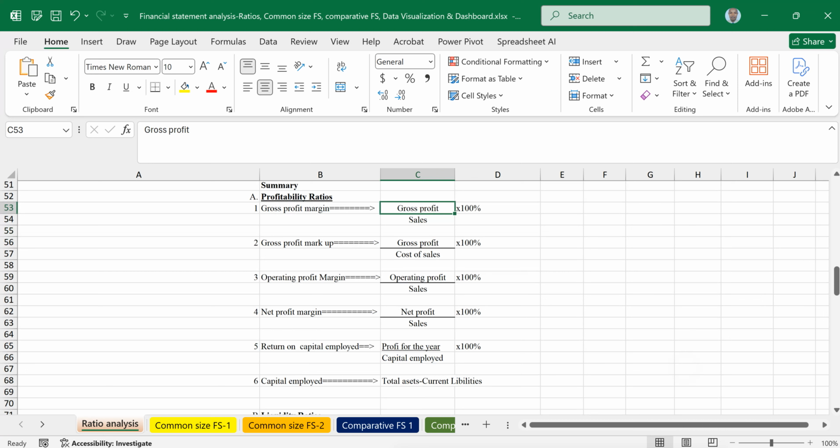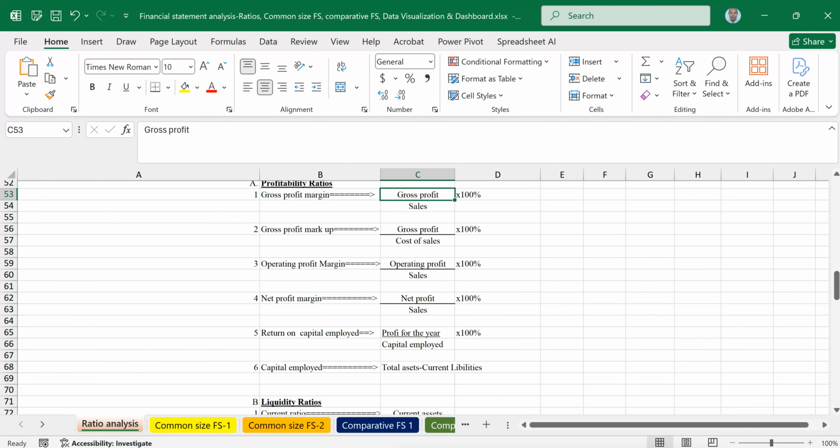Then we have the operating profit margin, which is obtained by operating profit over sales times 100%. That is operating profit margin. We also have the net profit margin given by net profit over sales times 100. You can see the formula.